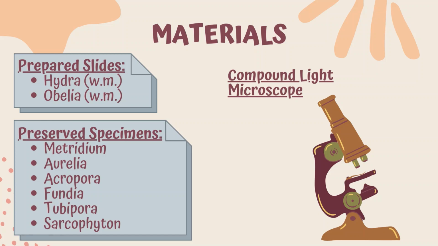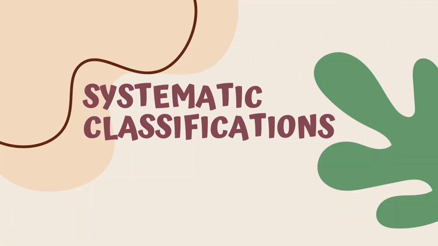The materials required for this part of the exercise are a compound light microscope, prepared slides of Hydra and Obelia, and preserved specimens of Metridium, Aurelia, Acropora, Fungia, Tubipora, and Sarcophyton. Now let's move on to the systematic classification of the phylum Cnidaria.